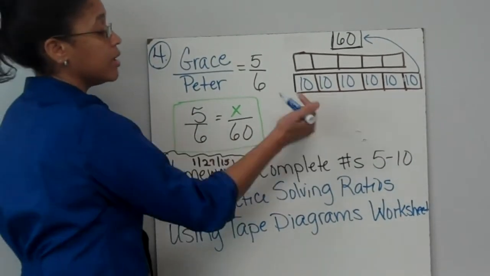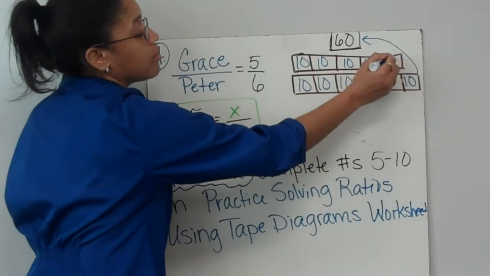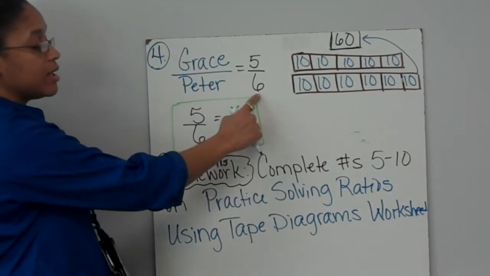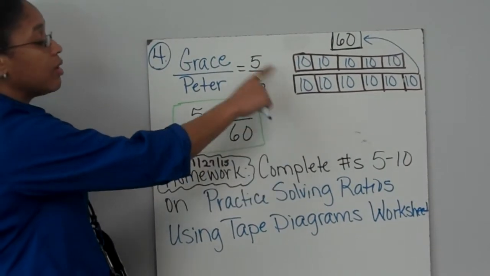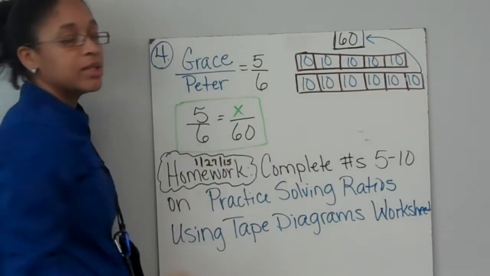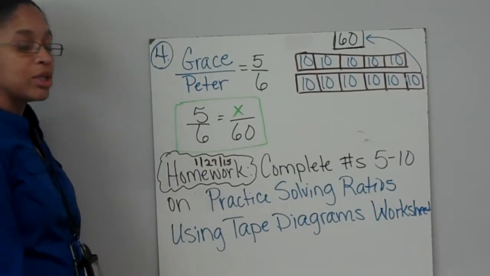Well, if these are all 10, then these are all the same size. They're all equal. So those are also 10. So when Peter's string is 60 inches, then Grace's string is 10 plus 10 plus 10 plus 10 plus 10, or 10 times 5, which is 50 inches. And I can check that using this proportion.